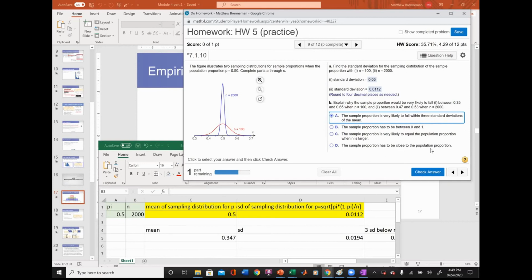The sample proportion doesn't have to be close to the population proportion. If the sample size is small, the standard deviation is really large, and it's easy for sample proportions to actually be very far away from the population proportion. And to say that the sample proportion is very likely to be equal when n is larger, that's not really giving us enough detail, right? All right, great.